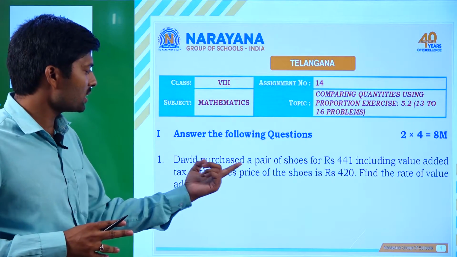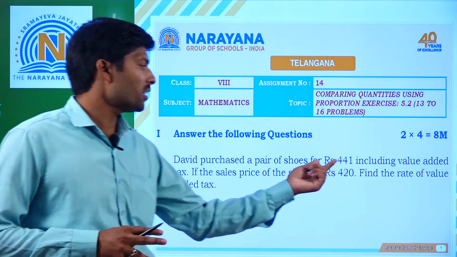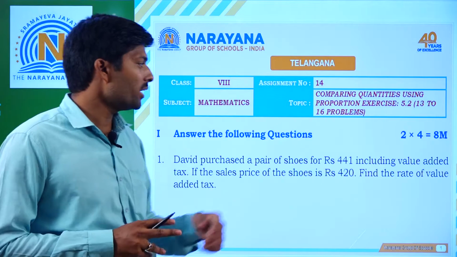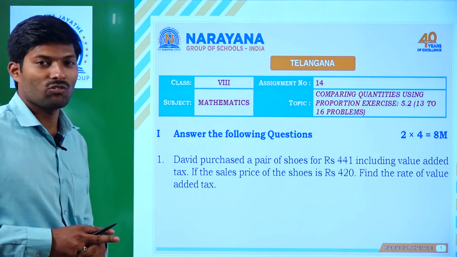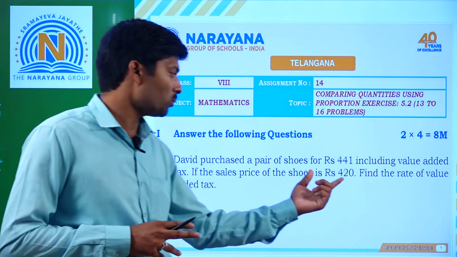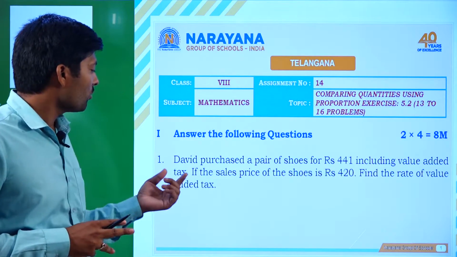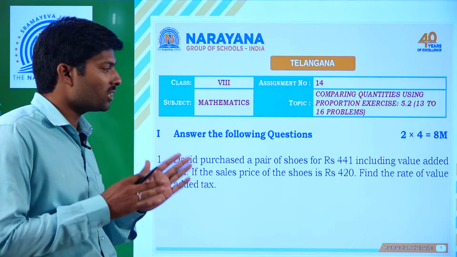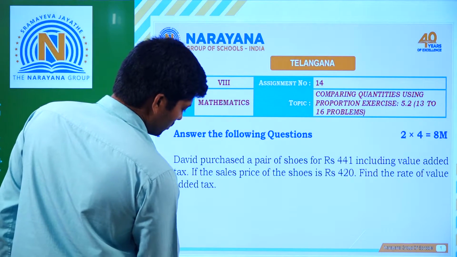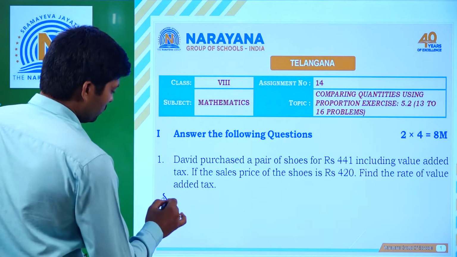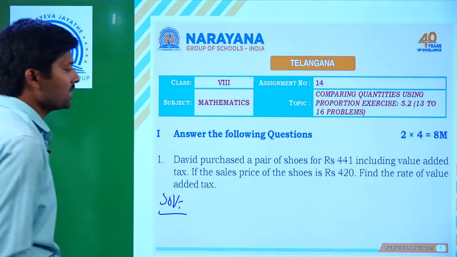David purchased a pair of shoes for 441 rupees including value added tax. If the sales price of the shoes is 420 rupees, find the rate of value added tax, meaning we need to find the rate of VAT. So, from this given, what is the selling price?